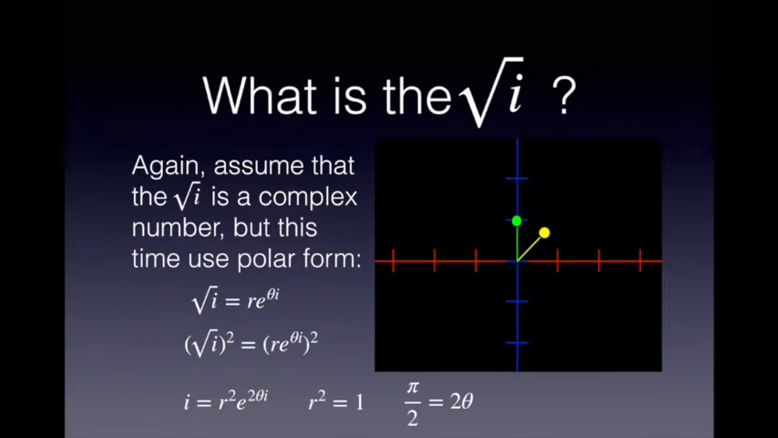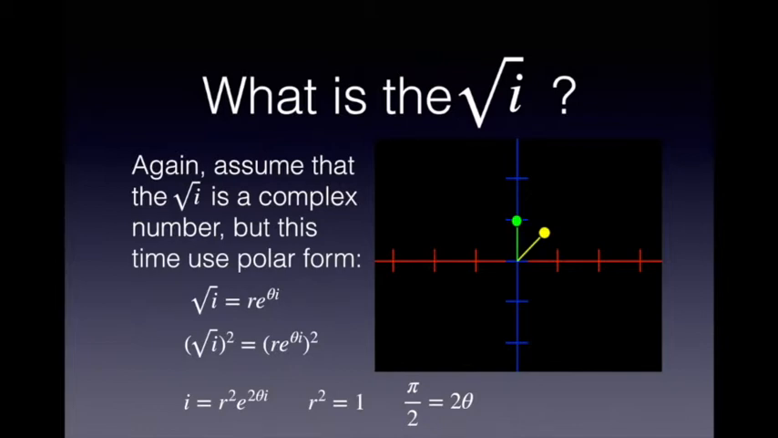And the square root of i, well, I don't know where that is yet, but I do know that its radius times itself has to equal the radius of i. And the radius of i is just 1. So what number times itself equals 1? That's the second equation on the bottom line right now. r squared equals 1. So what does that mean r has to be? Well, r has to be 1, of course. So we found the radius of our unknown square root of i, and it has a radius of 1.